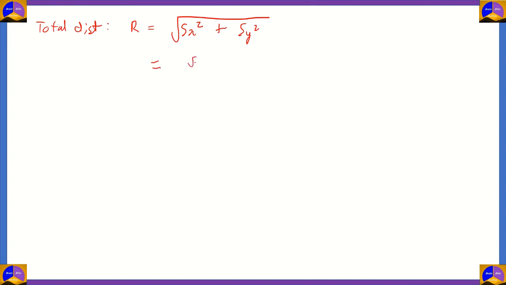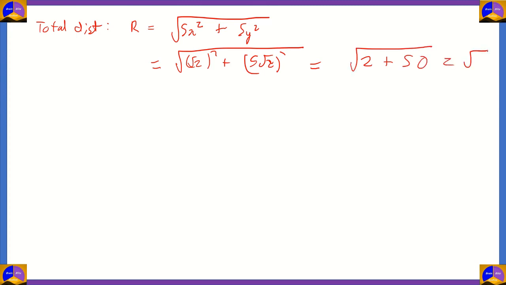In this case, it is root 2 the whole square plus 5 root 2 the whole square, and all of that under a big root. Root 2 the whole square is 2, plus 5 root 2 the whole square is 25 times 2, which is 50. So therefore, root 52 is the total distance. So the distance r is equal to root 52 kilometers.